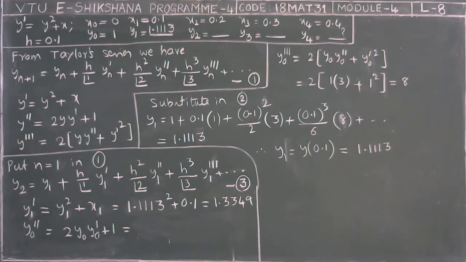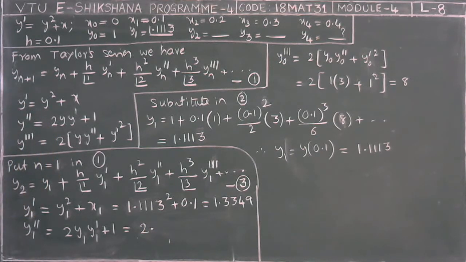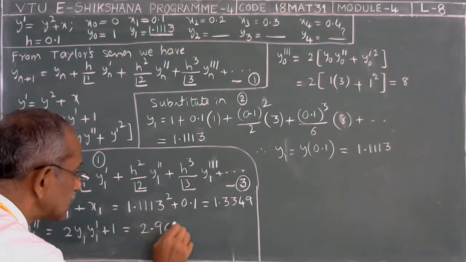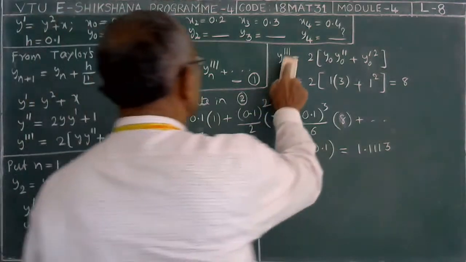Similarly, y1 double dash is 2 into y1 y1 dash plus 1. So if you carefully substitute these values and write the final answer, you get 2.9669. Substitute for y1 dash this value, y1 this value, multiply by 2 plus 1, that will give you 2.9669.